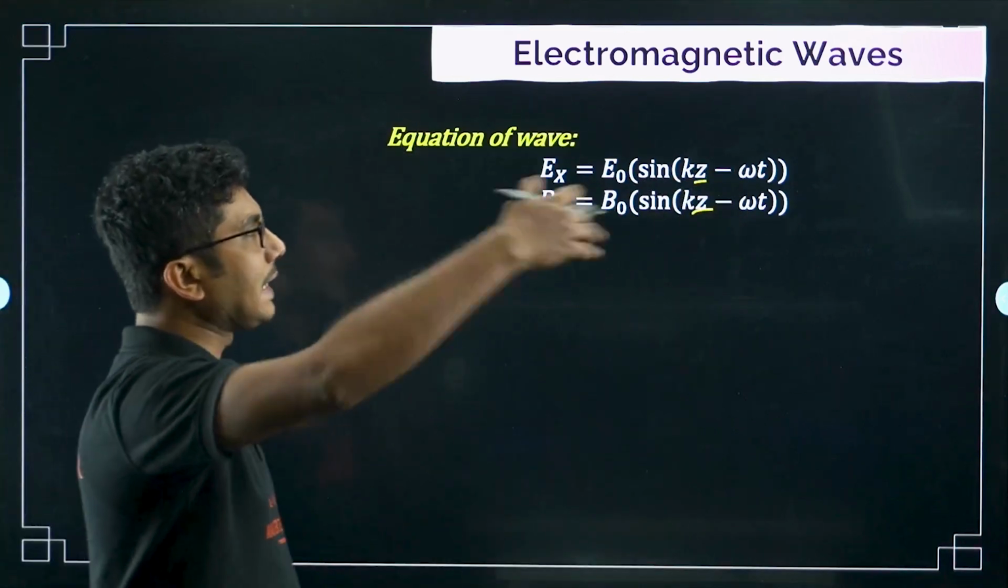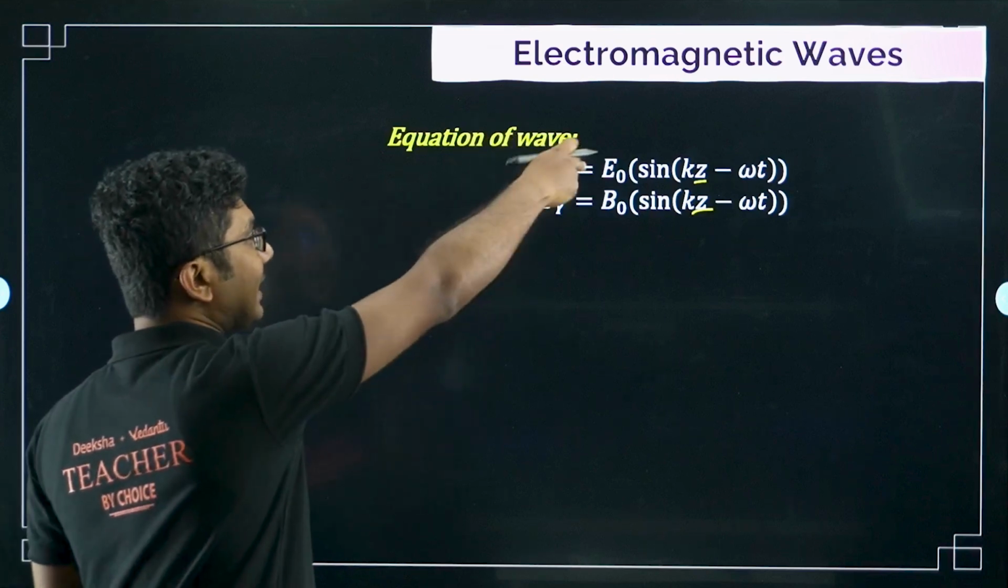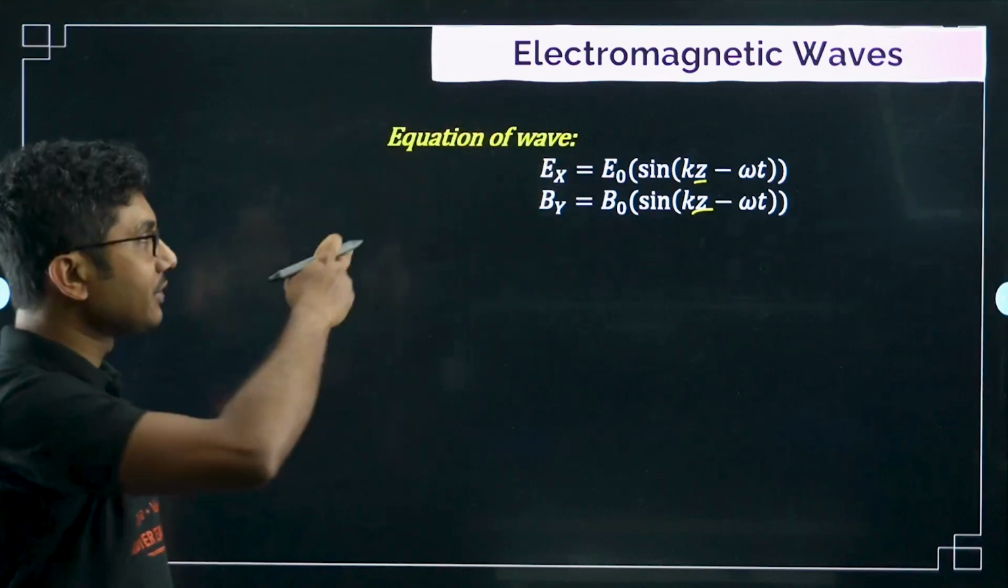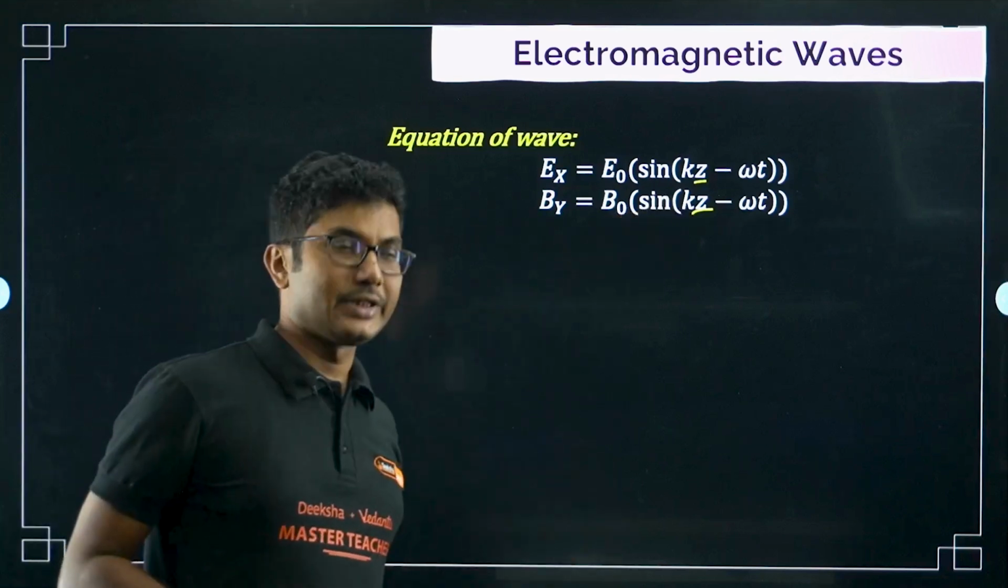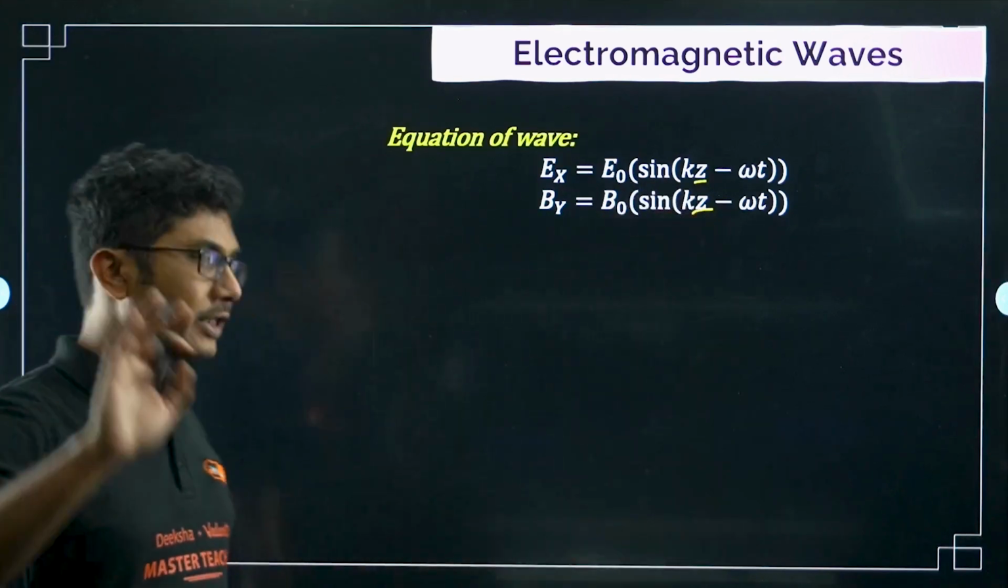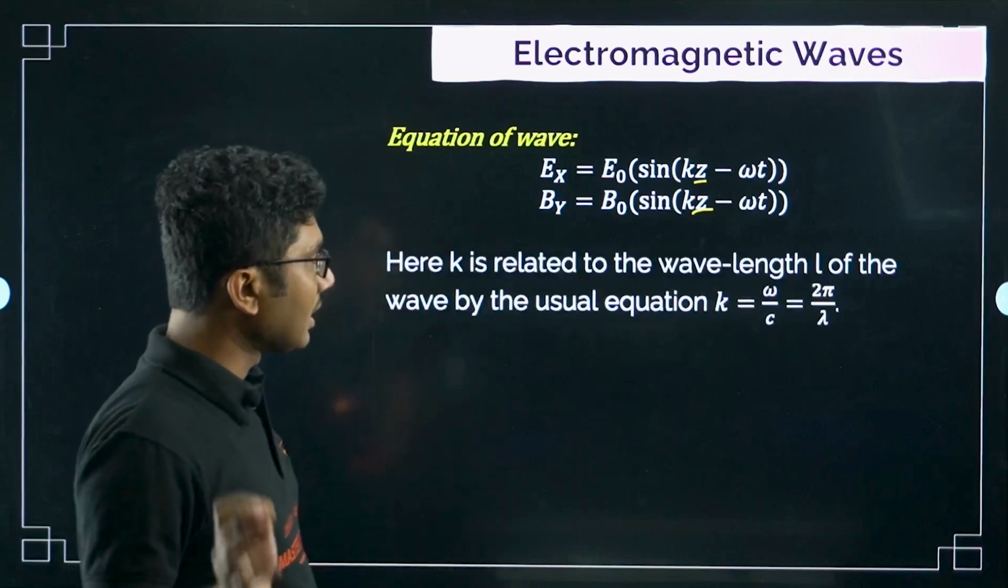Okay, so it is propagating along the z direction, but the component is varying along the x direction. This is varying along the y direction. The common direction of propagation is the z direction. This is a simplified wave equation, not the exact wave equation. The exact wave equation is a little complicated, but you can understand that.